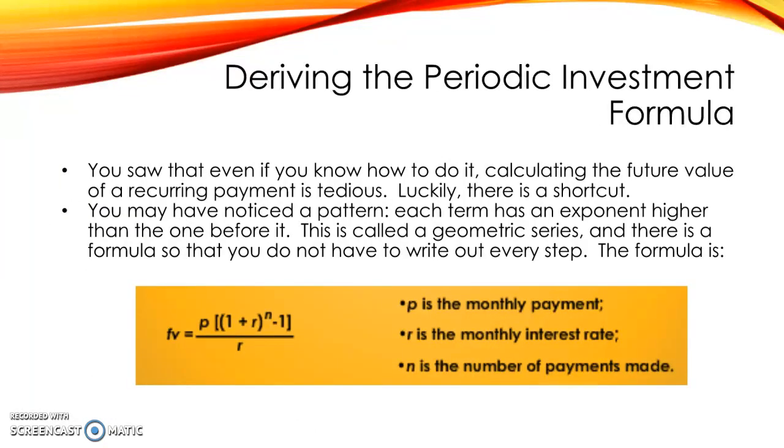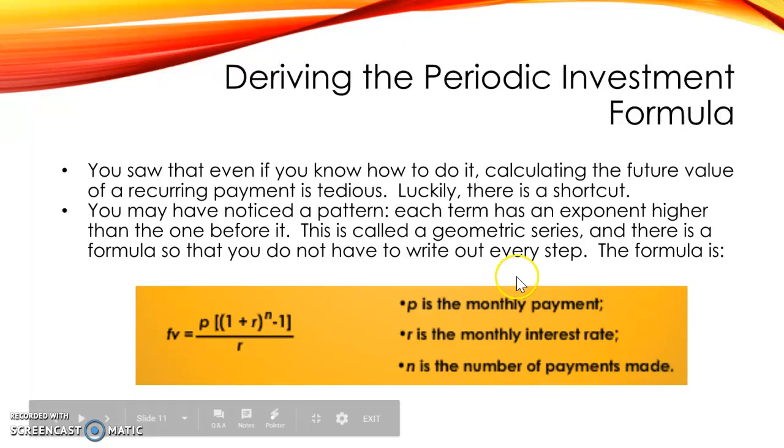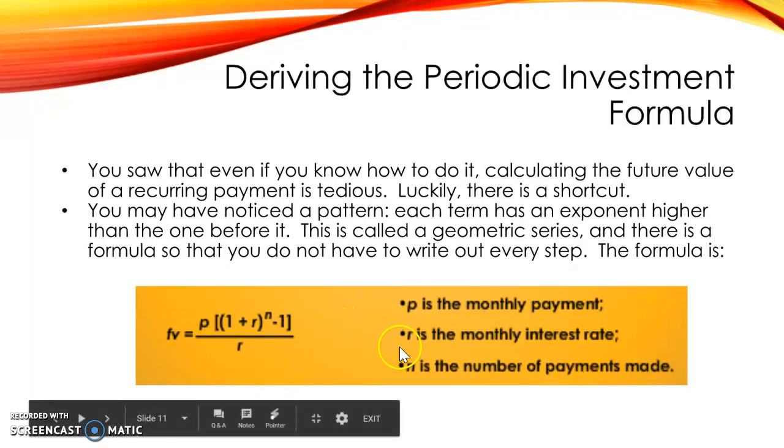That's going to lead us to this periodic investment formula, because you can see doing that is going to get very huge if you keep doing that every month. Luckily, we have a shortcut, a wonderful formula called the periodic investment formula. It puts together this pattern, and it's actually a geometric series, if you remember those from algebra. Here is the formula.